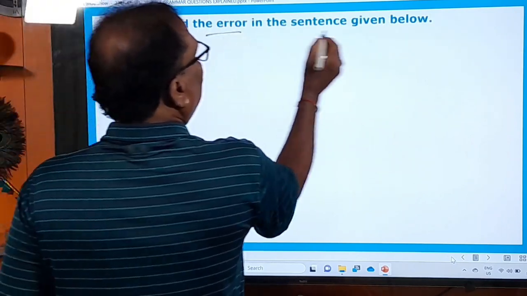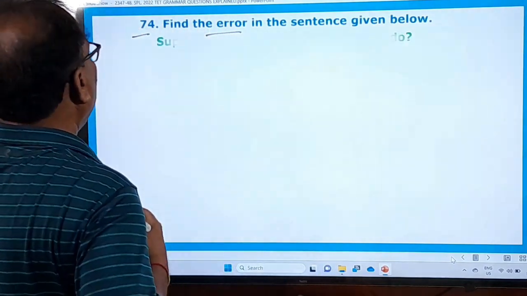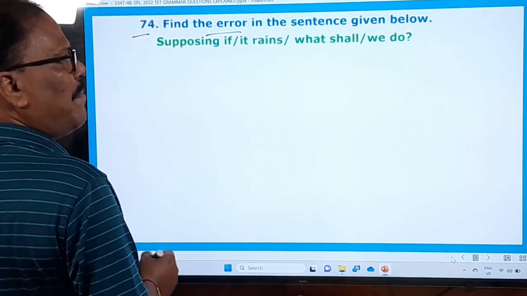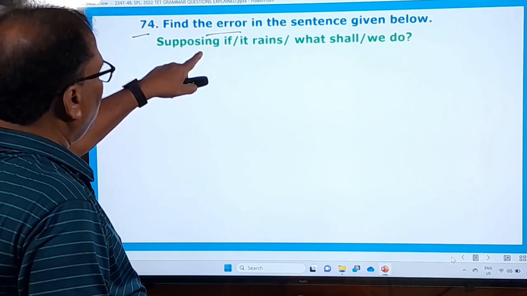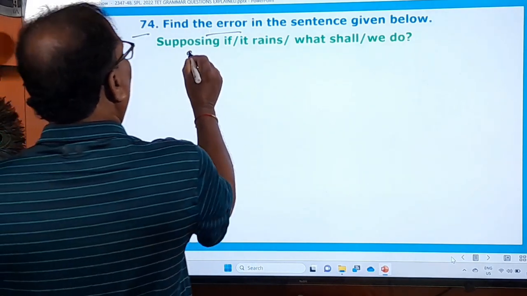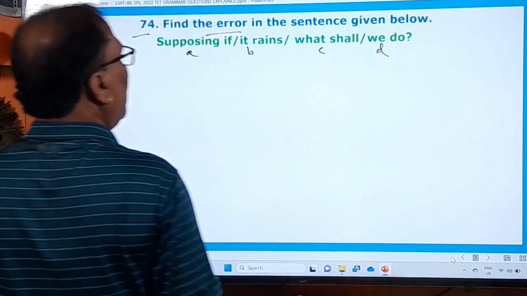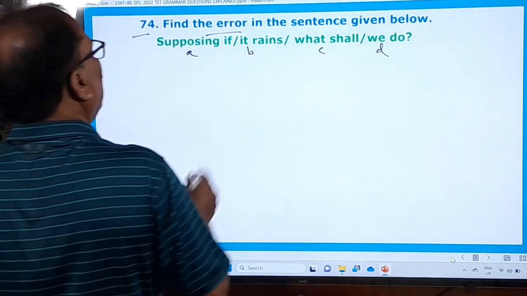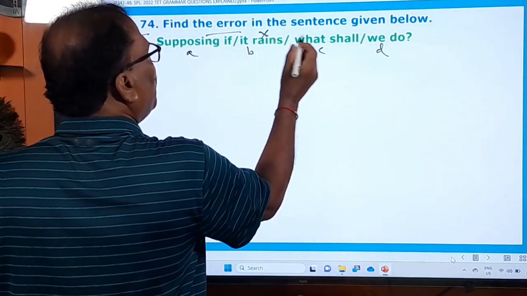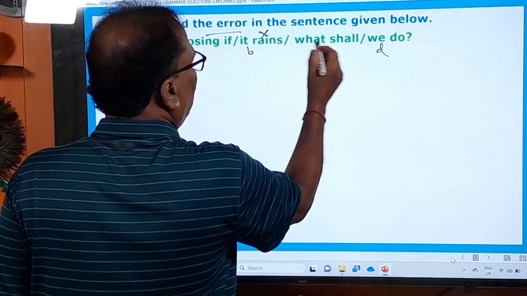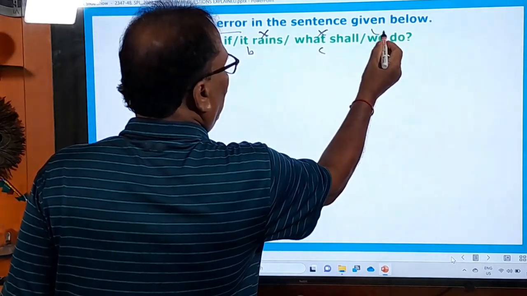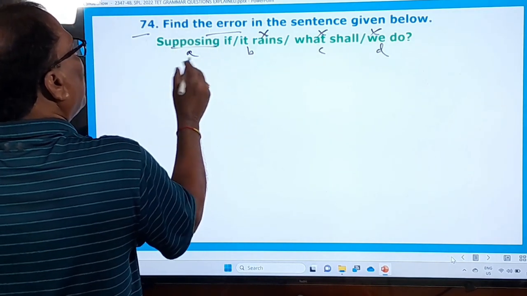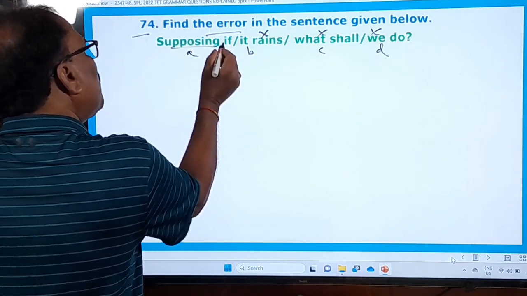The 74th one: find the error in the sentence given below. Supposing if it rains, what shall we do? This is the question, and A part, B part, C part, D part are given. Which part has a grammatical error? That's what it is asking. In the B part there is no grammatical error. In the C part there is none. In the D part also none. Only in the A part there is a grammatical error, because supposing is used and if is also there.